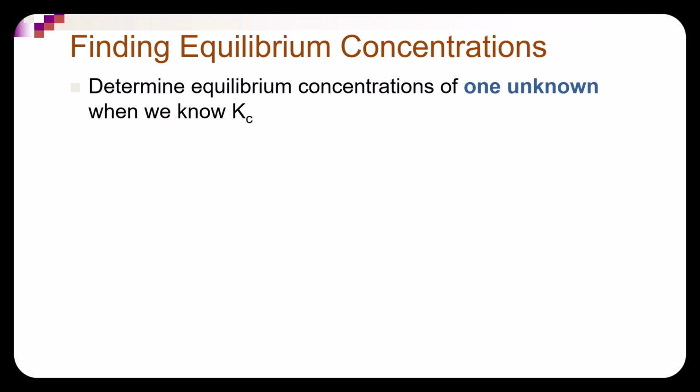The other type of question I can ask you without an ICE table is determine the equilibrium concentration of one unknown. That might look something like this. Let's say we've got K, the concentrations of products, maybe 2 different products, and the concentration of reactants, and I say, hey, what is the equilibrium concentration of this one? Things to look for: you'll be given the K value. Somewhere in that problem, the value for K will be given to you.